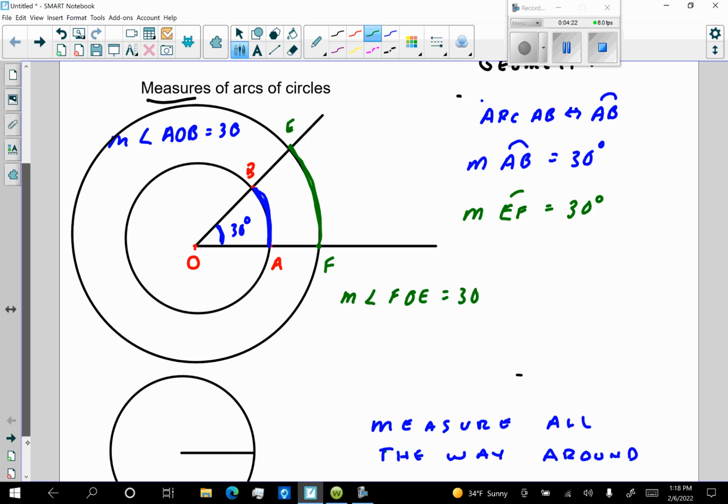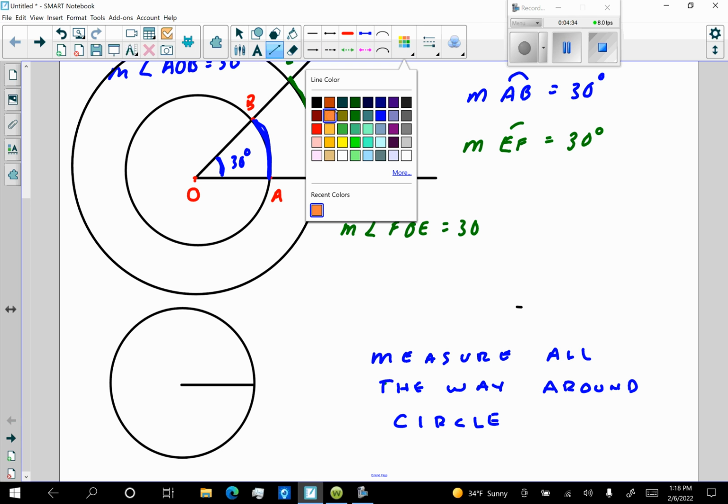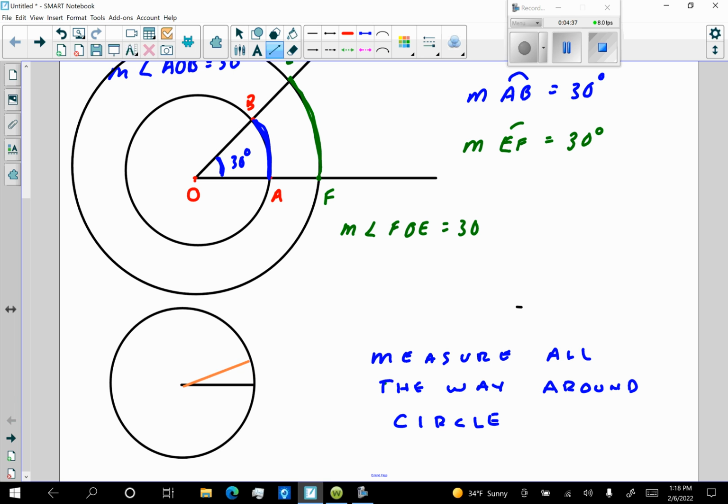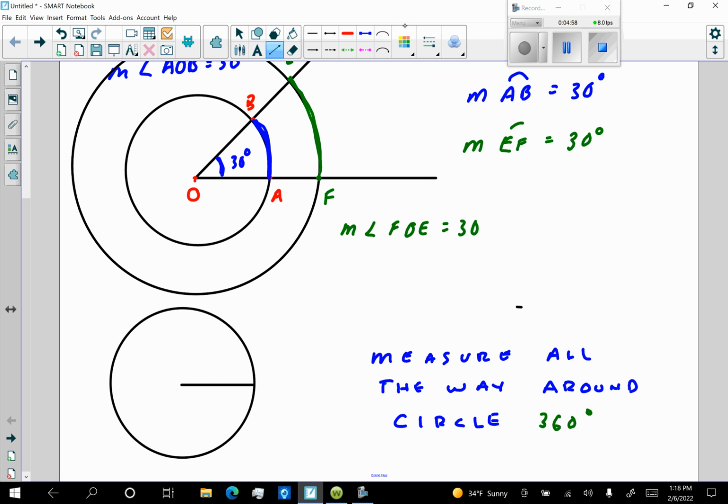And the next thing I'd like to point out, if I have a circle, and it doesn't matter what the radius is, and we're going to use this down the road, I'm going to change the color of my radius here. If I go all the way around the circle, then a circle measures all the way around 360 degrees. And we've just reviewed that recently. Let me get that out of there and do another one. If I go all the way around that circle, that's 360 degrees.